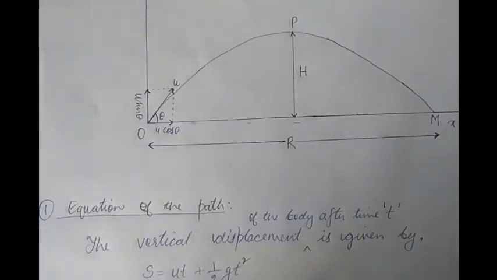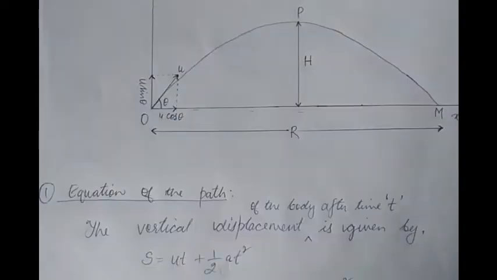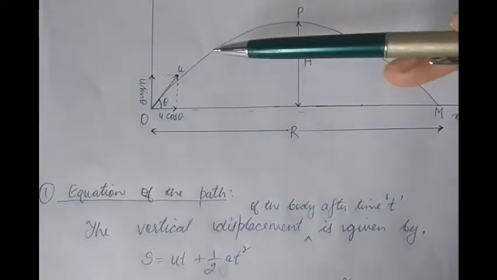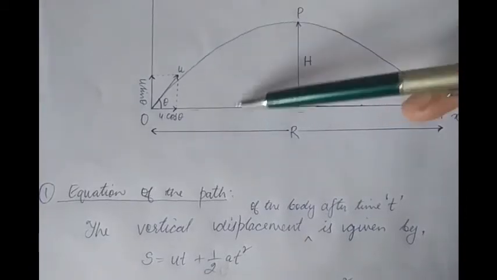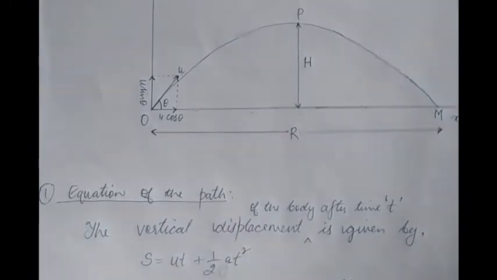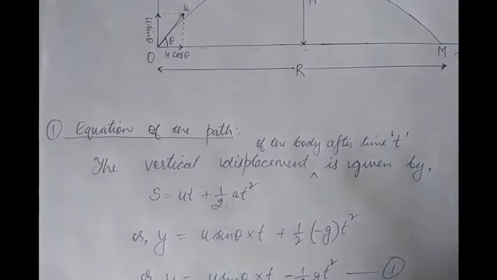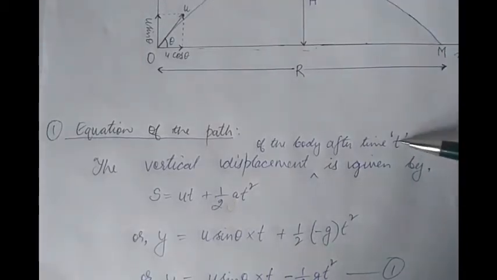So the first thing that we want to find is the equation of the trajectory, or the equation of the path of the projectile. So we consider any random time t after the motion of the projectile starts. In this random time t, the body would have traveled a certain vertical distance and a certain horizontal distance. It could be wherever, it could be here, it could be here, wherever. So the vertical displacement of the body after time t is given by this equation, s is ut plus half at squared.